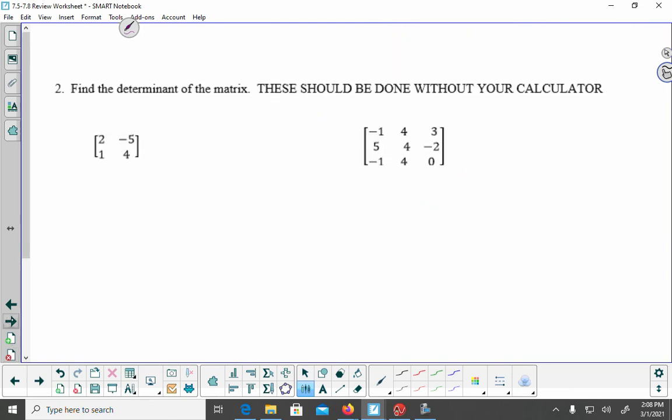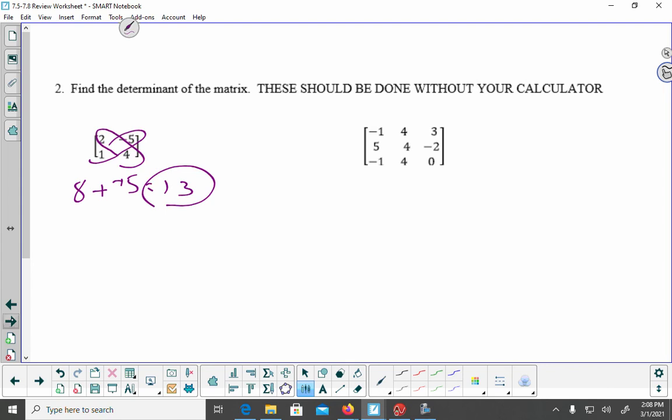Okay, doing the next one, it says find the determinant. These should be done without a calculator. So we just did this number 2. I'm just doing 8 minus negative 5. So that's going to be 13. And that's it. I stop. It just wants the determinant. That's all I have to do.